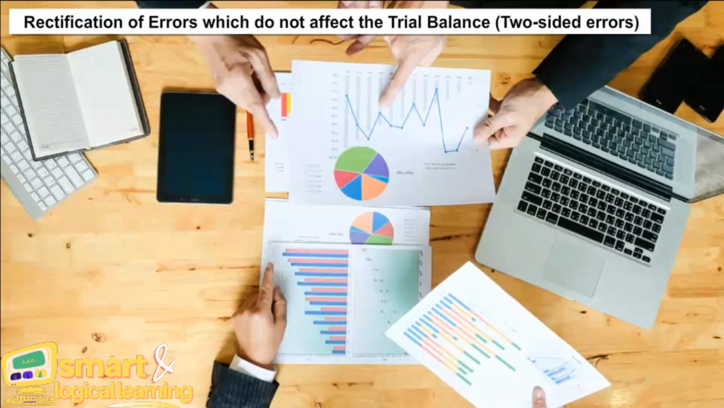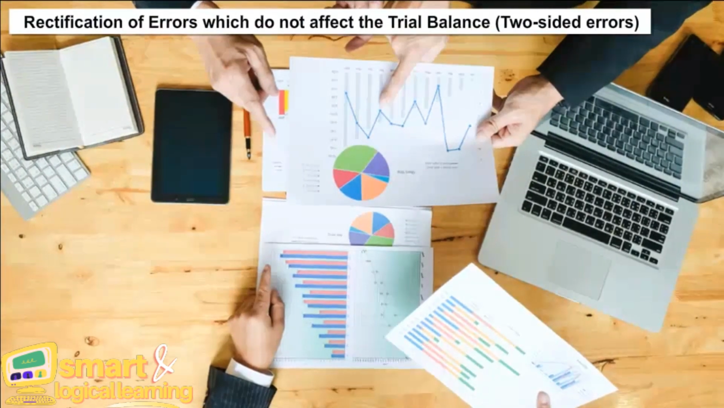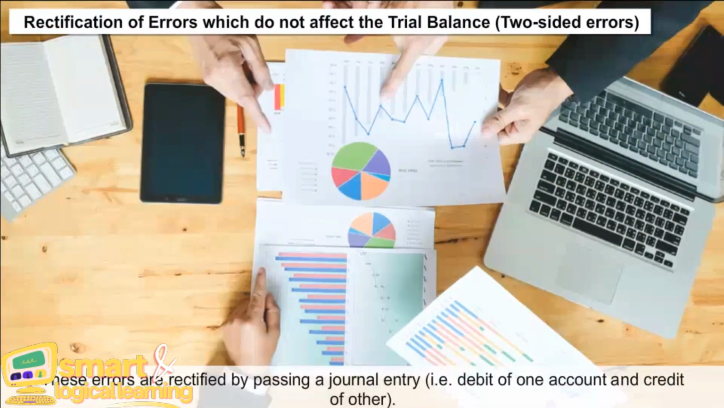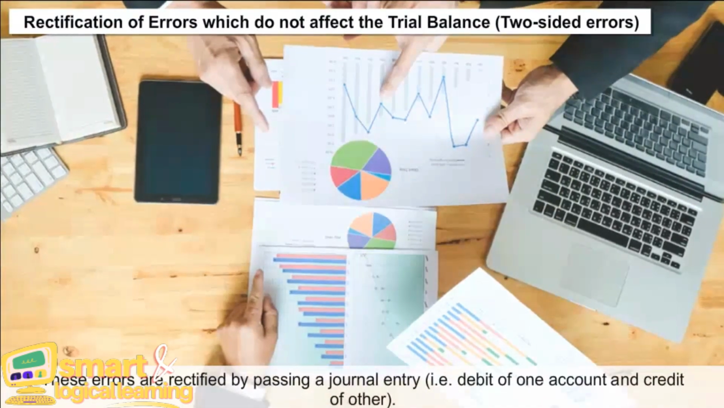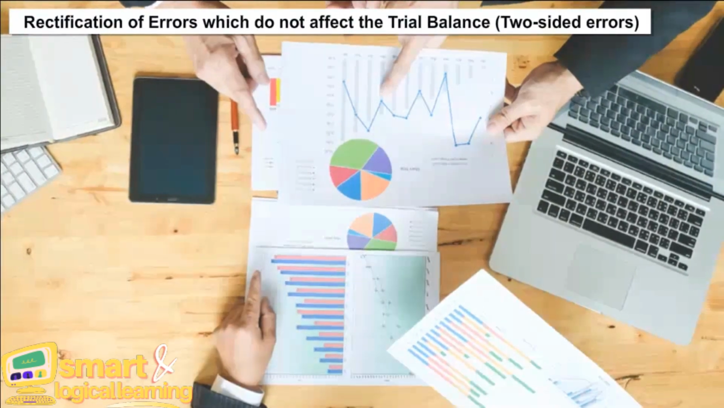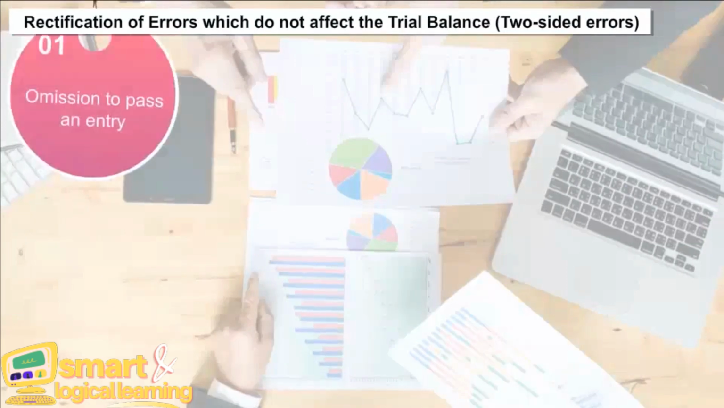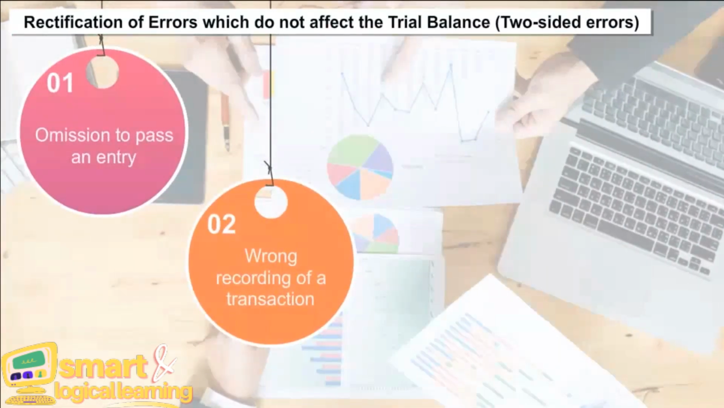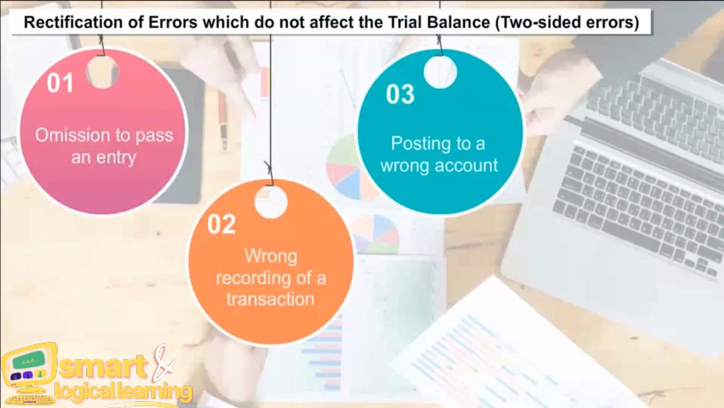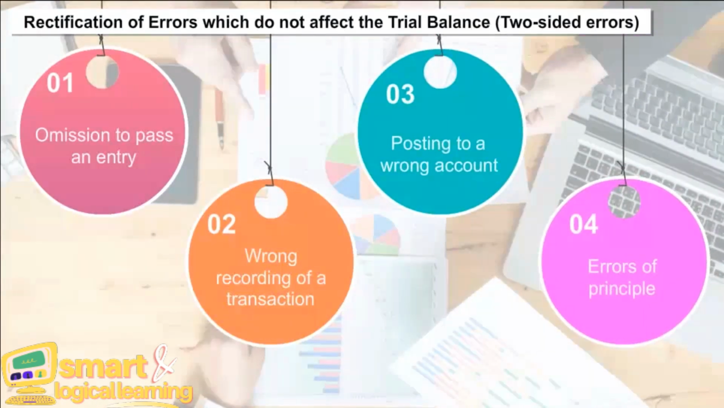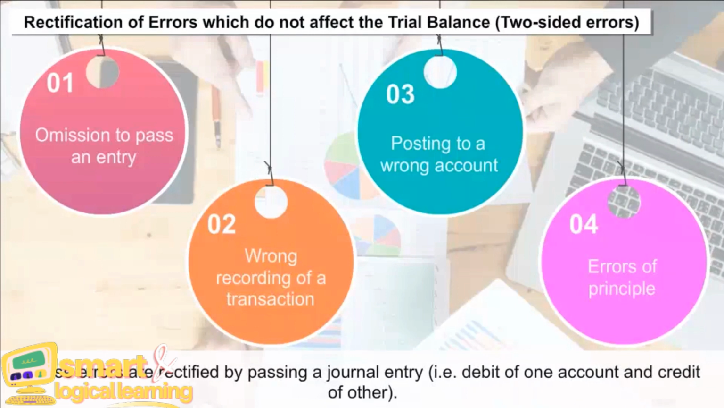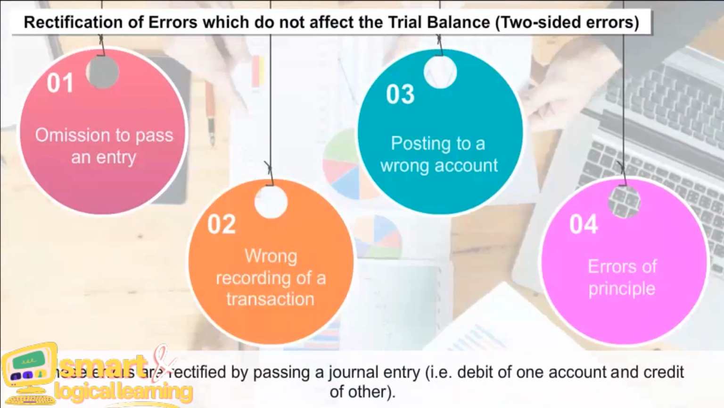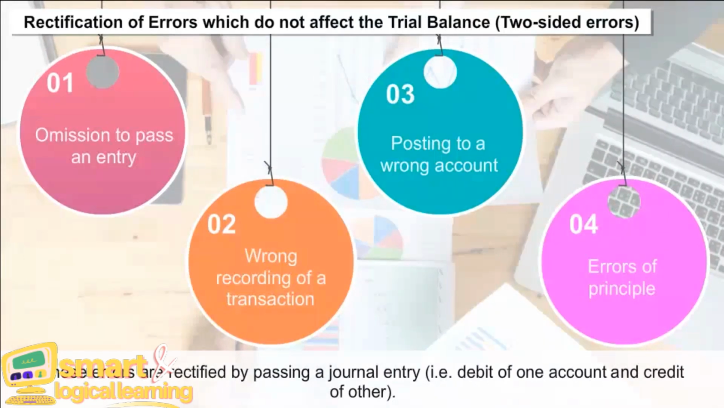Rectification of errors which do not affect the trial balance. Two-sided errors. These types of errors affect two accounts simultaneously. Examples of such errors: omission to pass an entry, wrong recording of a transaction, posting to a wrong account, errors of principle. These errors are rectified by passing a journal entry, that is, debit of one account and credit of other.